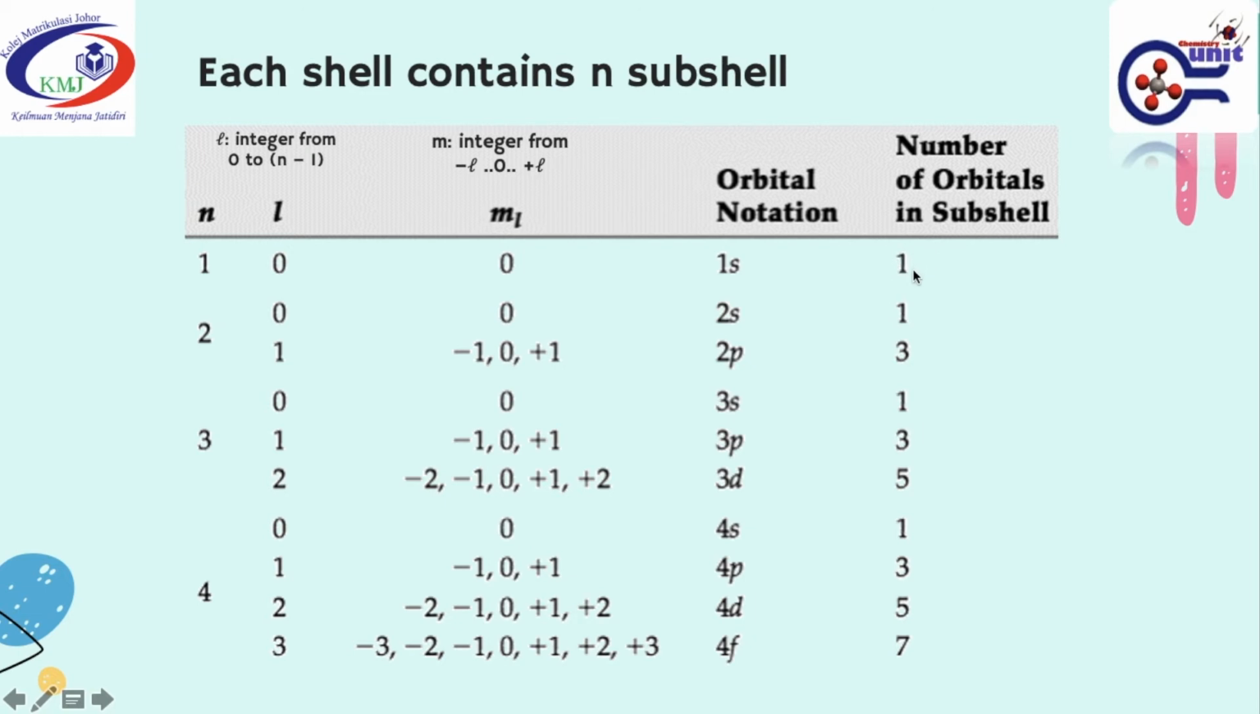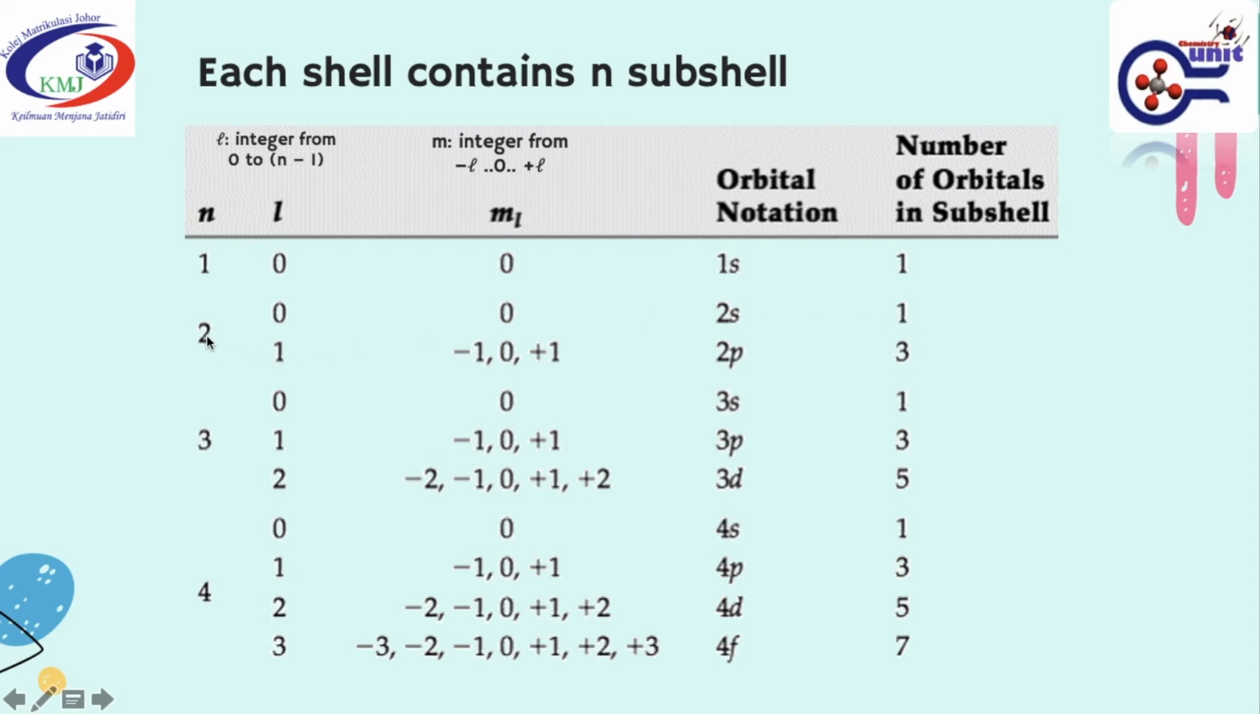Because it has one orientation only. Next, when n is equal to 2, L is equal to 0 and 1. So when L is equal to 0, M is equal to 0. Same goes for orbital notation as above. 2s is the value of n is 2. S is from the value of L, 0. So number of orbitals in subshell is 1.